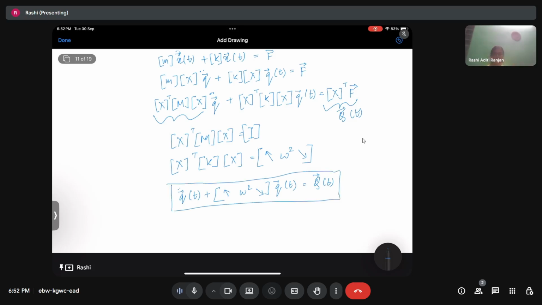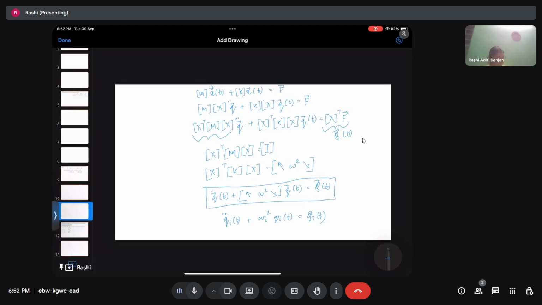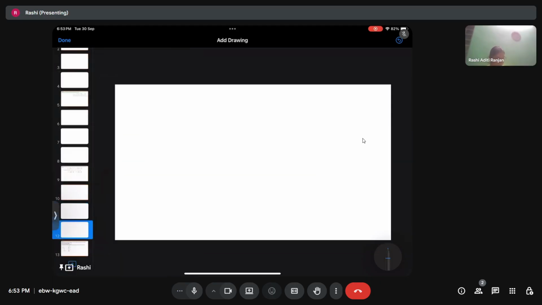Now, if you look closely, this is somewhat of the form qi double dot of t plus omega i square qi of t is equal to capital Qi of t. So this is like a single degree of freedom system, isn't it? Single degree of freedom, undamped and forced. And for this kind of system, we know the solution. We have already done many questions and discussed this theory many times till now, right?